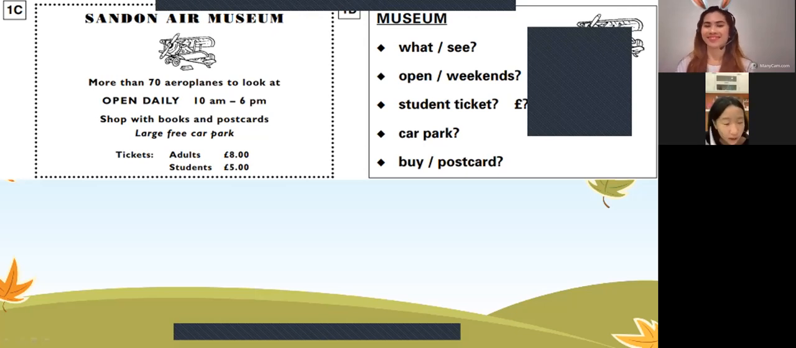Sandon Air Museum. More than 70 airplanes to look at. Open daily 10 a.m. to 6 p.m. Shop with books and postcards. Large free car park. Ticket: adults £8, student £5.